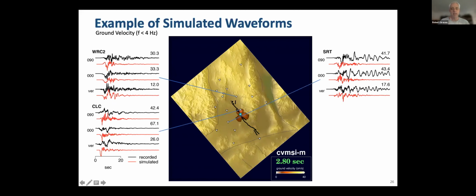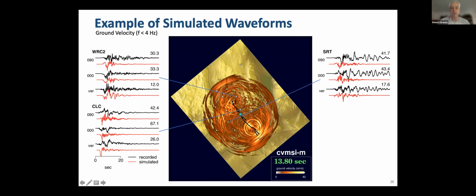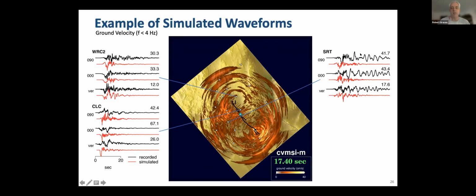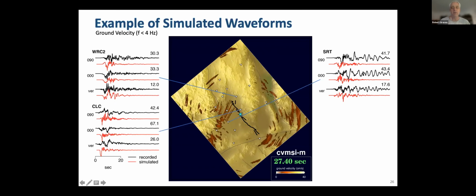Looking at a site now off to the west in the basin, in the beginning part, we're not doing too bad, but you'll notice that the observations have these large amplitude late arriving phases. These are basin generated surface waves.